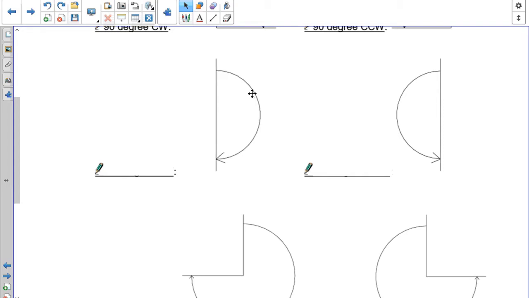So here we go. This is a clockwise one because it goes 12, 3, 6. So this is 180 degrees clockwise. This is doing the same amount of a turn, but it's on the opposite side. So this is 180 degrees counterclockwise.